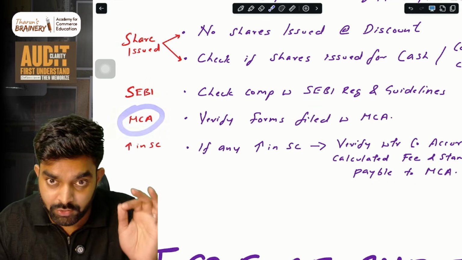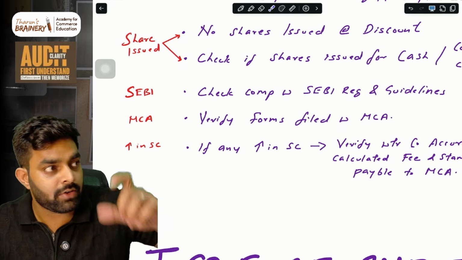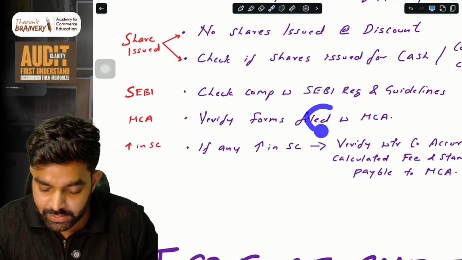Then MCA, Ministry of Corporate Affairs, verify the forms filed with the MCA. If the company is issuing any share, they have to file certain forms with the MCA. Make sure they have filed it.